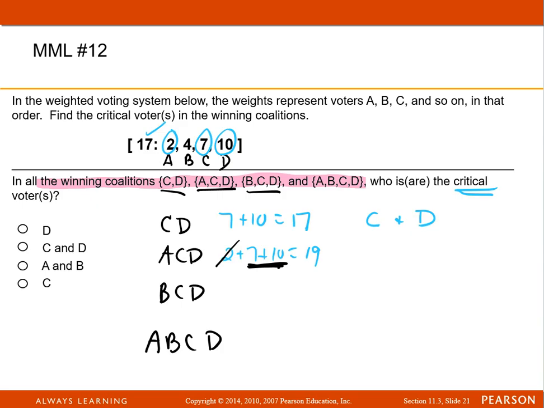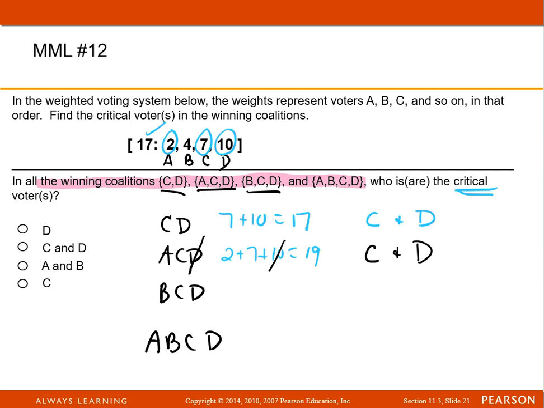But if C walked away and left A and D behind, C comes out, 2 plus 10 only adds up to 12. So C is critical there. And if D said, no, I'm not voting with you, A and C, and D takes his 10 votes and walks away, 2 plus 7 is only 9. And now it's no longer winning, so that makes D also critical. See how that works?